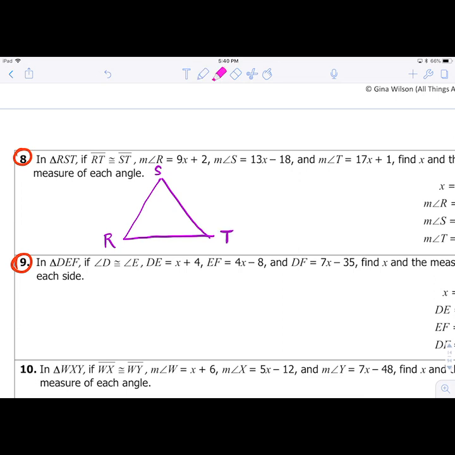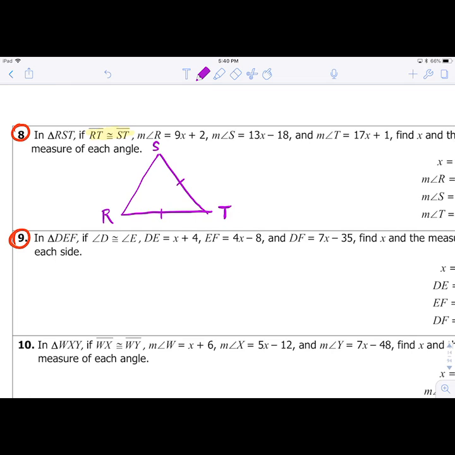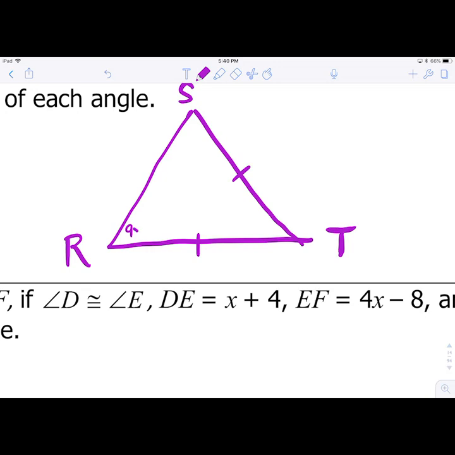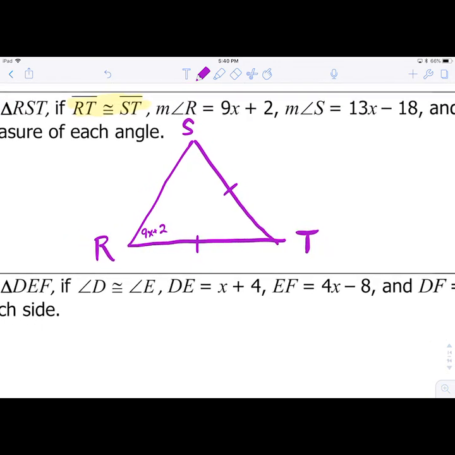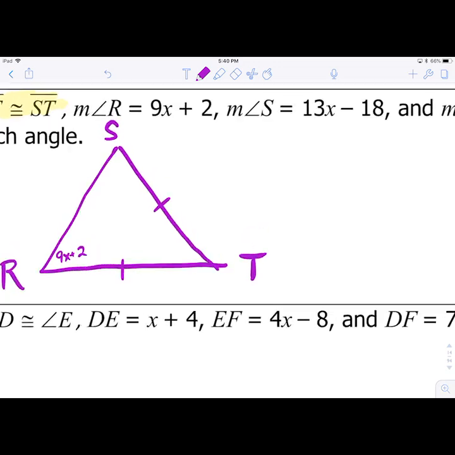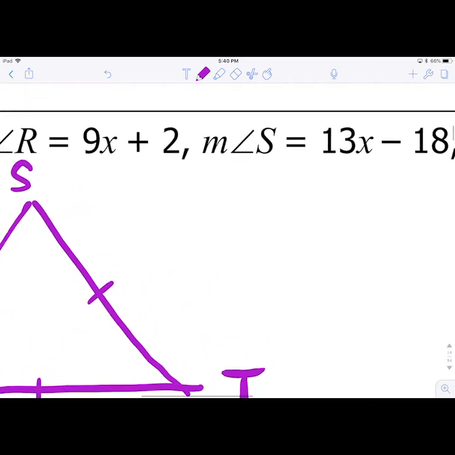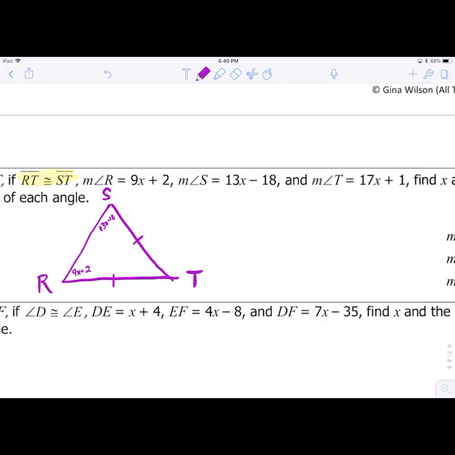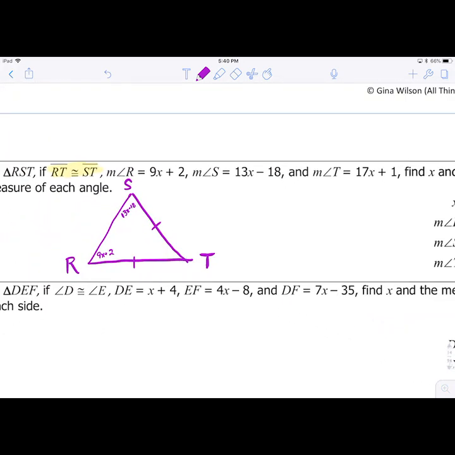The property that I'm talking about here is that RT is congruent to ST. So RT and ST, they're going to have their little congruency markings right there. We know the measure of angle R, let me zoom in, is 9x plus 2. And the measure of angle S is going to equal 13x minus 18. And the measure of angle T is going to equal 17x plus 1, I think it is. Yeah, plus 1.